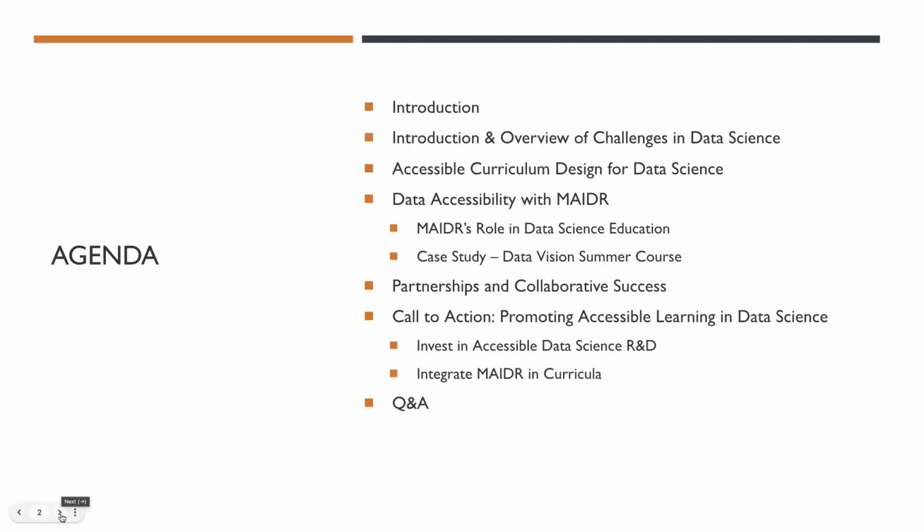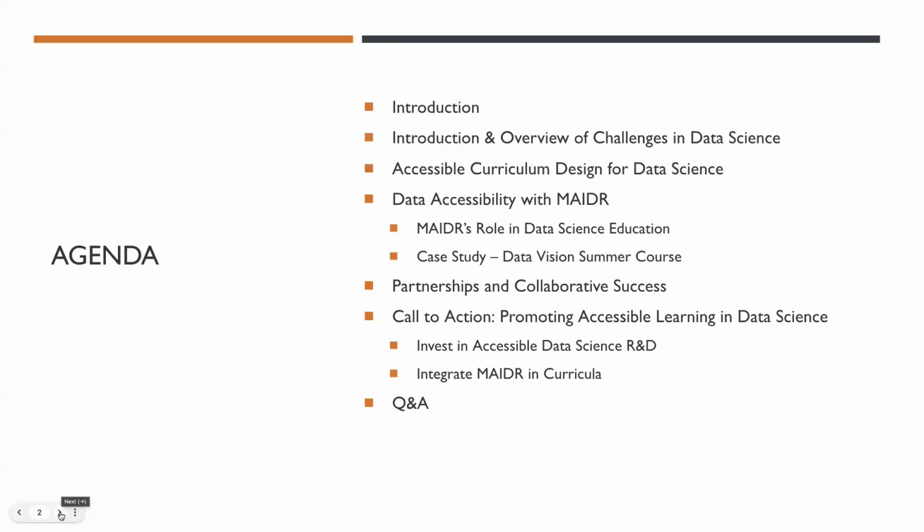We're going to start by emphasizing the challenges that exist in teaching computer science, and especially data science concepts, to blind and visually impaired students, both from an instructor perspective and from a student perspective. We're going to talk about how we came up with an accessible and inclusive curriculum, and about the Python training course that we put together.